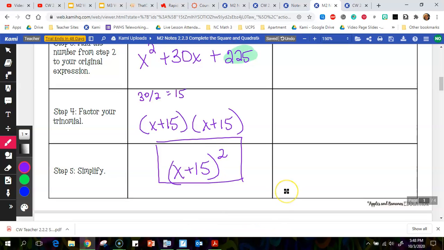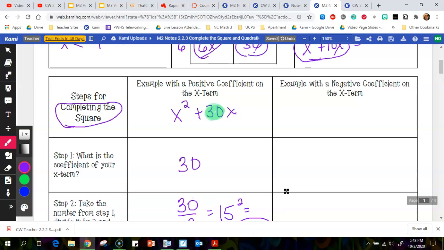But let's try that part one more time with a different set of numbers. Let's say you have x squared minus 6x instead of plus 6x. So what is the coefficient of the x term? It's negative 6 this time.